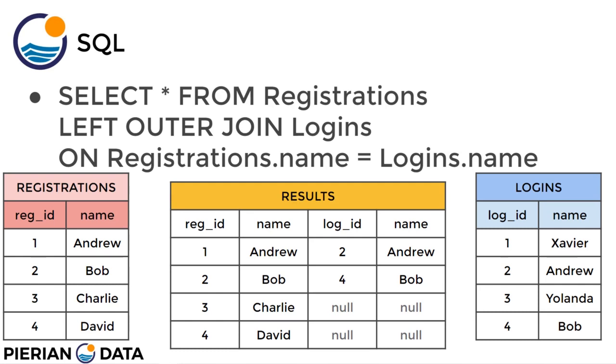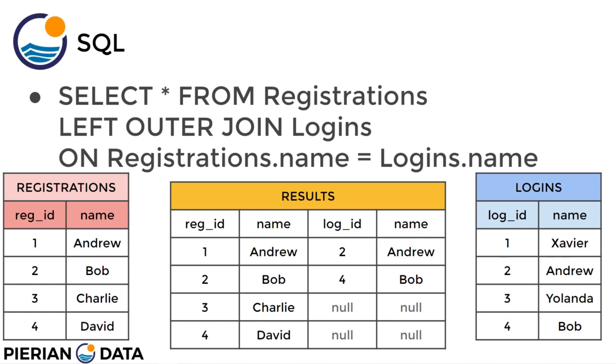Recall that we're going to grab everything from the registrations table, and if there happens to be a match with the logins table, we'll go ahead and return it. If there is no match, we're still going to grab that information from the left-hand table, which is from registrations, but because there's nothing in table B for it, we're going to fill it in with null. Notice that things that were exclusive to the right-hand table, that is the logins table or table B, that was Xavier and Yolanda, we don't actually see them in this result of the left outer join.